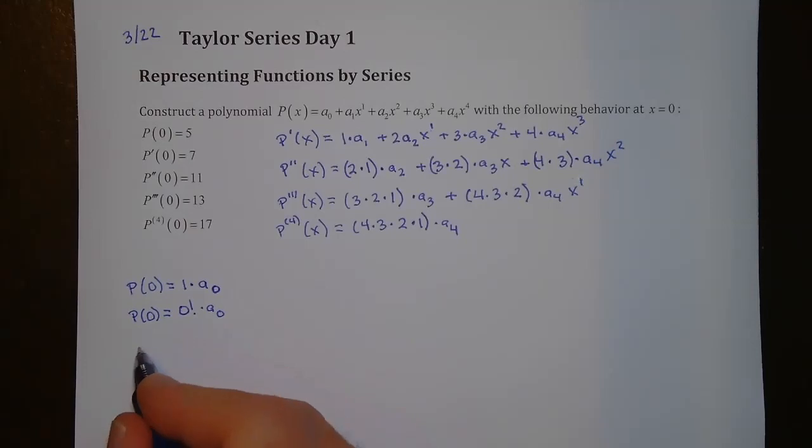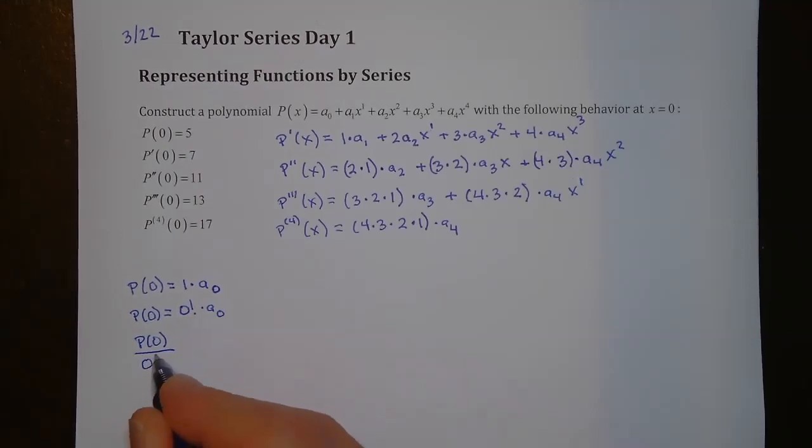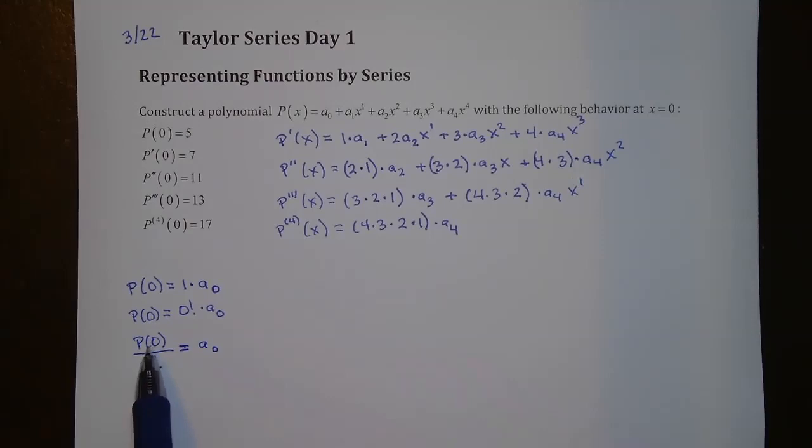So now what is a sub 0? And there's going to be a pattern that you're going to see in this. So p of 0, and to find a sub 0, I'm just going to divide both sides by 0 factorial in this case. So p of 0 divided by 0 factorial will give me a sub 0. And I know p of 0 from my list up here, that p of 0 is 5. So this is 5 over 0 factorial, which is a sub 0. Now this is the most important part right here. That's where you're going to see your pattern. So this is 5 divided by 1, and 5 divided by 1 is 5. So I know 5 is equal to a sub 0.